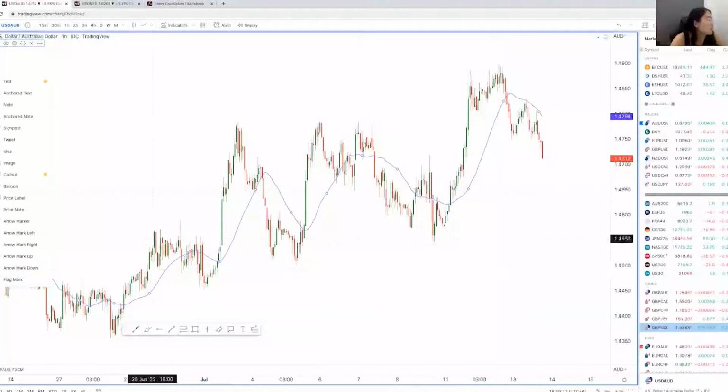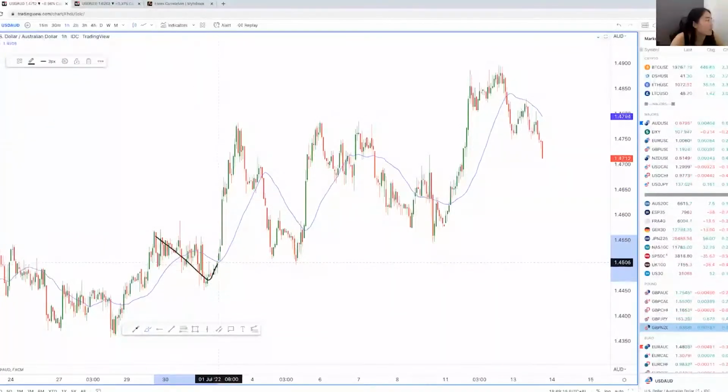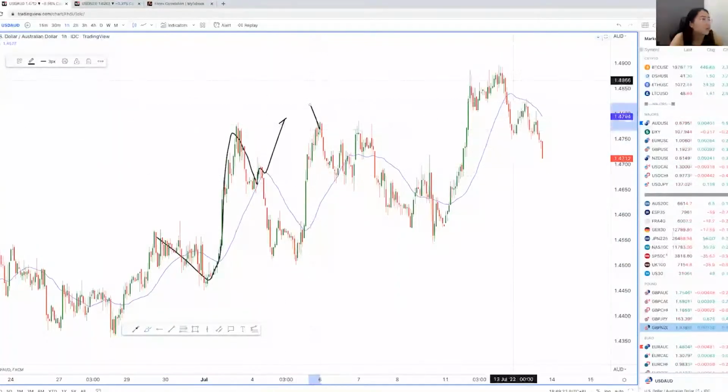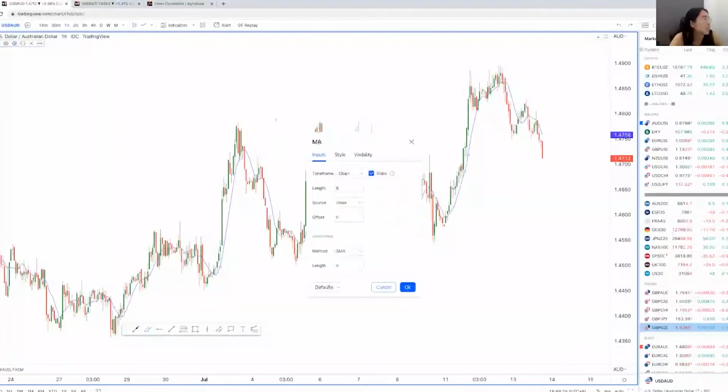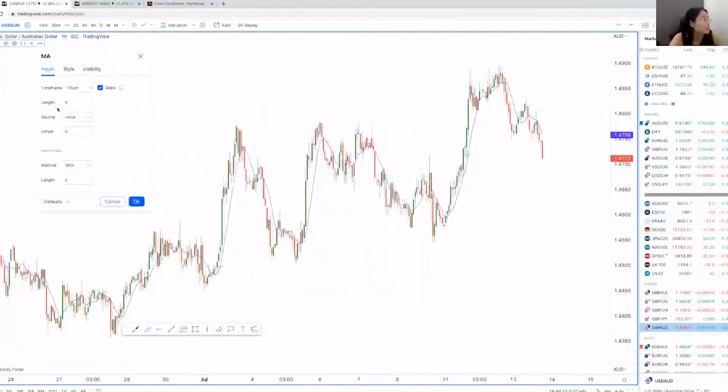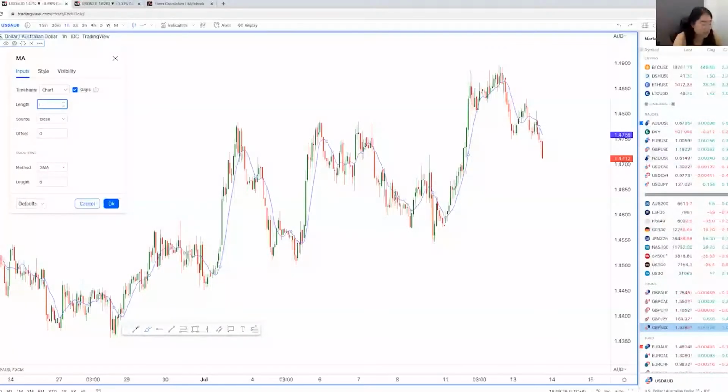Price came here, it broke out, did a fake out, came here. By right, when it comes here, it's supposed to bounce. Comes here, it's supposed to bounce. No, I don't think this is a very good setting. So we need to adjust the settings again. We need to adjust the settings until we find a good setting that works well on our charts.